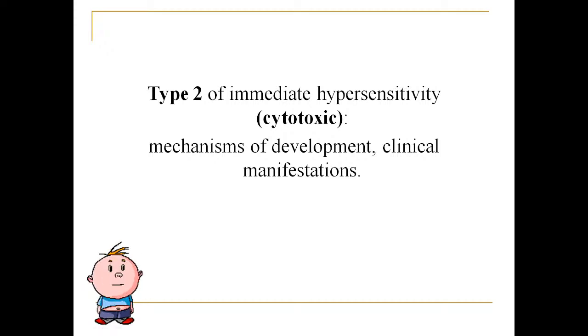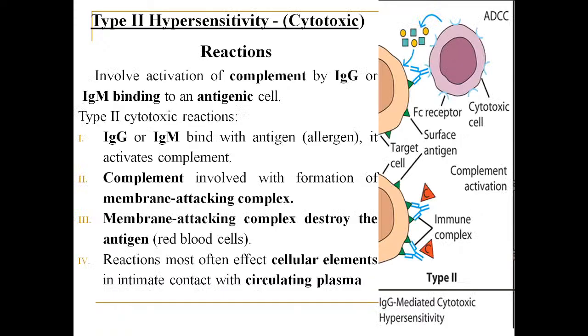Another type of anaphylactic reaction is type 2. It is cytotoxic. It is also an immediate type. Cytotoxic reaction involves activation of complement by IgG or IgM binding to an antigenic cell. Once more, what is complement? I hope you remember that it is plasma proteins of human blood that are present in non-active form and activated in the presence of the antigen.